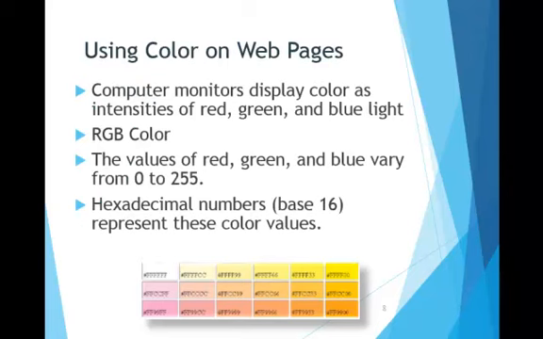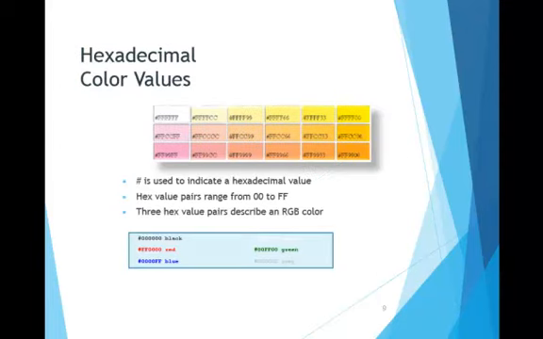Now when we use color on web pages, the problem here is that computer monitors display colors of intensities of red, green, and blue light, and so we call it RGB. And these values of red, green, and blue vary from 0 to 255. So we use what's called a hexadecimal number value system, which is based on 16 to represent these color values. And an example of those can be seen below. So the pound sign or hashtag is used to indicate a hexadecimal value, and their value pairs range from 00 to FF. 3 hex pairs describe an RGB color, as shown in this table below.